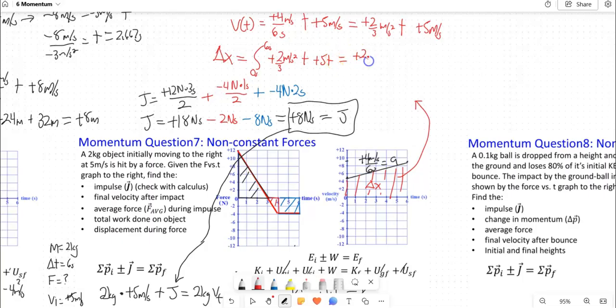So positive 2/3 meters per second squared t squared divided by 2 plus, that shouldn't have a t in there. A little sneaky. Plus 5t.